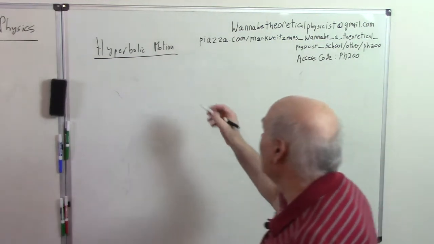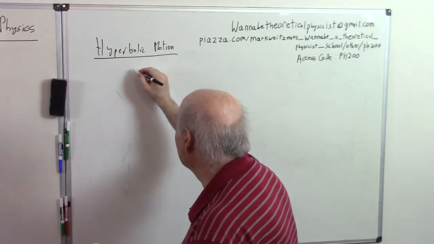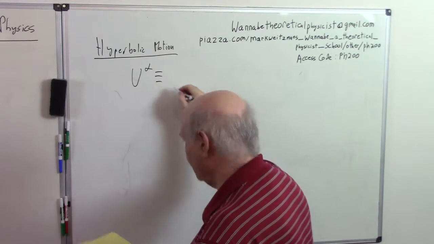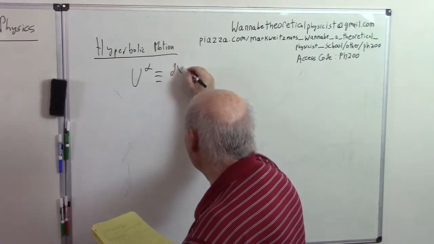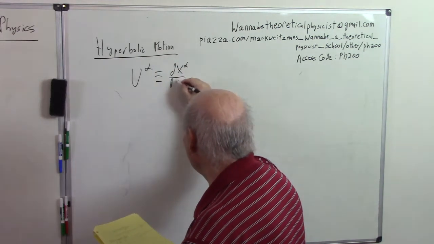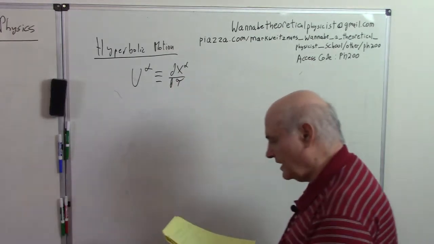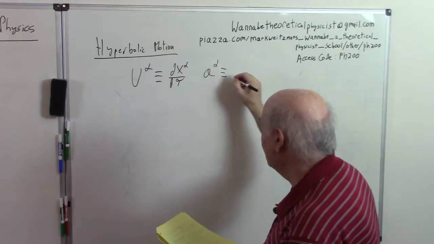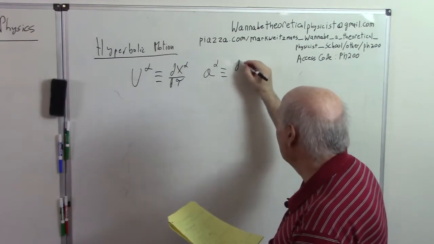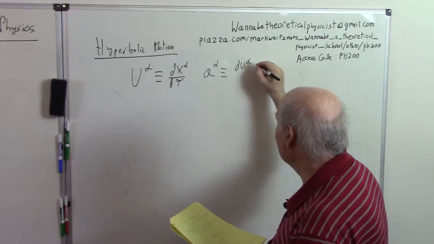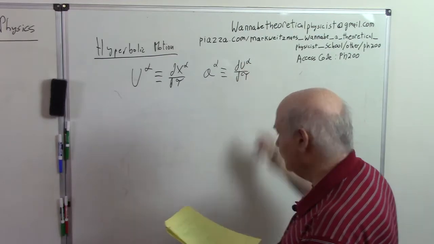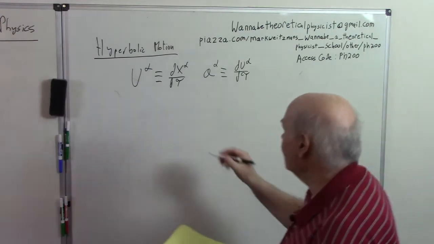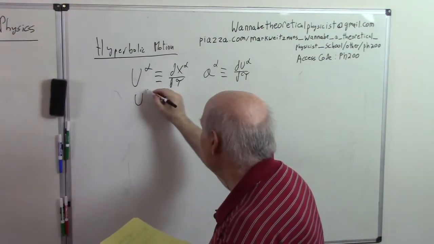So if you recall, the four velocity, u^alpha, is defined to be dx^alpha/d tau, where tau is proper time. And the four acceleration, a^alpha, is defined to be the derivative of the four velocity with respect to proper time.